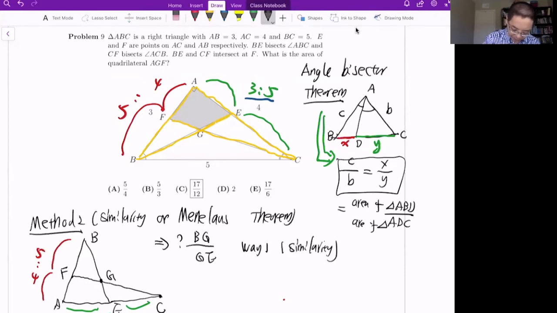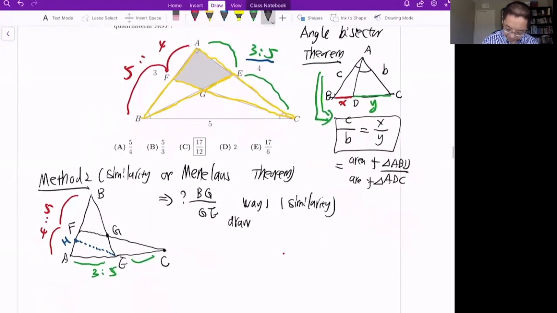I draw a helping line. From E, I draw a helping line, say E, F, G, let's say this is the edge. Then let's say we draw a helping line, which is E and H. Then by similarity, we have AH to FH, which is the same as 3 to 5. So this is 3 to 5.